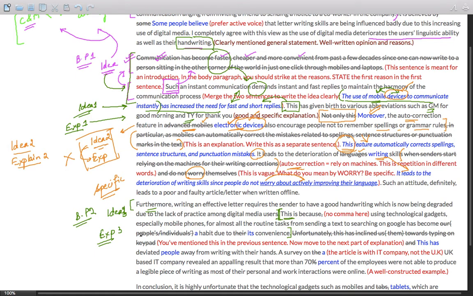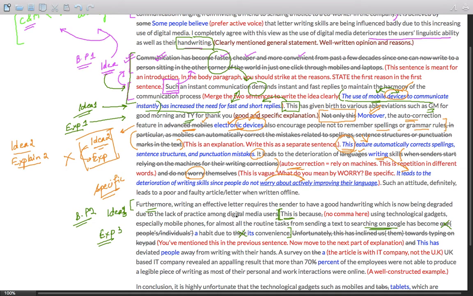Just a word of caution over here. There's no need of writing... Let me begin over here. Text to searching on Google has become our habit. There's no need of saying our habit. It has become a habit. There's no need of using a pronoun over here: due to their convenience. They refers to a pronoun, so it's convenience. What's convenience? They're searching on Google.